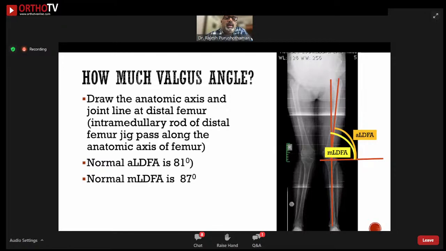Normal anatomical lateral distal femoral angle is about 81 degrees, and with relation to mechanical axis, the distal femur will be almost about 3 degrees of valgus, so that will be about 87 degrees. And the medial tibia, again, will be in 3 degree varus. So distal femur has 3 degree valgus, and the proximal tibia has a 3 degree varus.